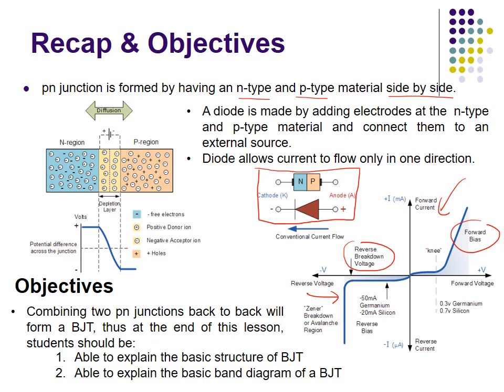Combining two PN junctions back to back will form a bipolar junction transistor, the device that we are going to learn from now. Thus, while applying the knowledge from the PN junction, the objectives of today's lesson are to study and understand the basics of BJT structure and its band diagram.